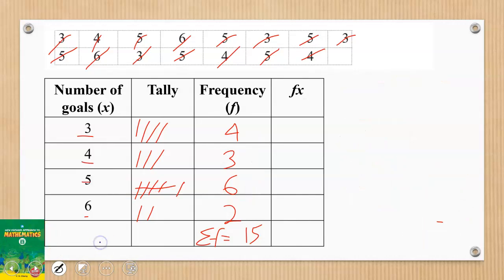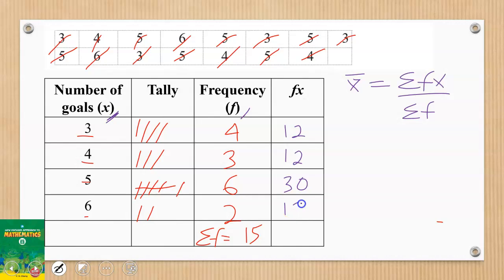Now to find the mean, remember we use the formula: mean, that's x bar, is equal to summation of fx over summation of f. Remember this one too. So we have to find the fx, where x represents our number of goals and the frequency counts for the f. So we multiply them. 3 times 4 is 12, 4 times 3 is 12, 5 times 6 is 30, and then 6 times 2 is 12.